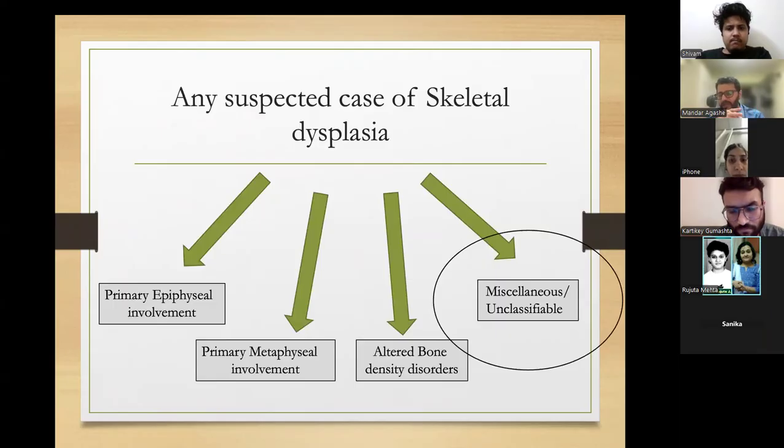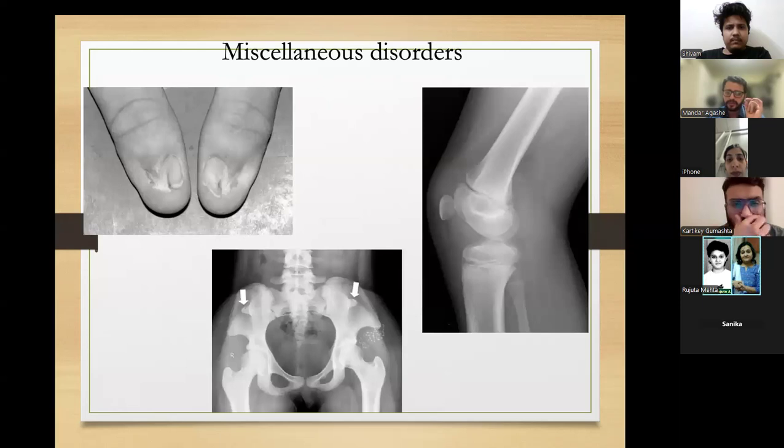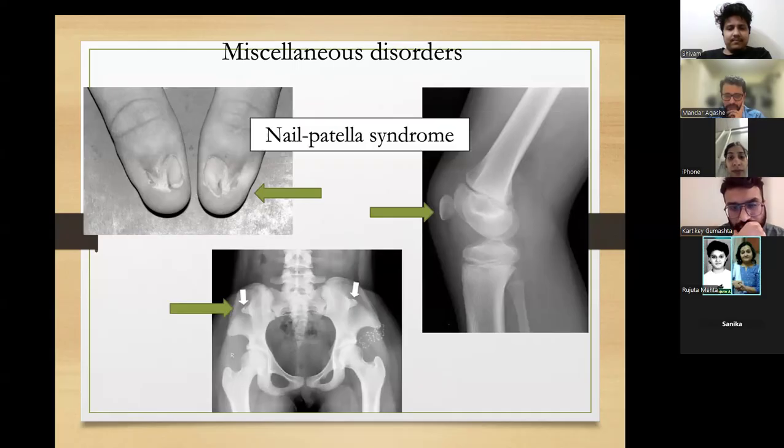Last is miscellaneous. I'll just discuss two cases of orthopedic significance. Can anyone diagnose this? Nail patella syndrome. This is nail patella. So this is nail involvement. The patella is hypoplastic, and what are these known as? Iliac horns. Iliac horns. Sanika has suddenly woken up, I think. Anyway, so these are iliac horns. This is nail patella syndrome.